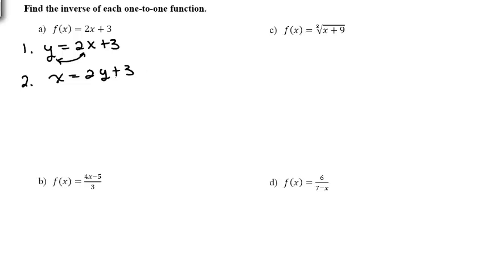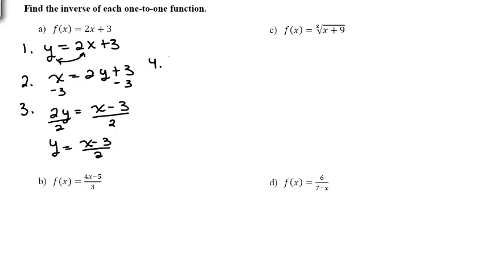And now we want to solve this for y. So the first step in solving this equation for y would be to subtract the 3 from both sides. So I would have 2y is equal to x minus 3, and then divide both sides by 2. And so we get y is equal to x minus 3 over 2. And then the fourth step was just to replace the y with the inverse function notation. f inverse is equal to x minus 3 over 2.